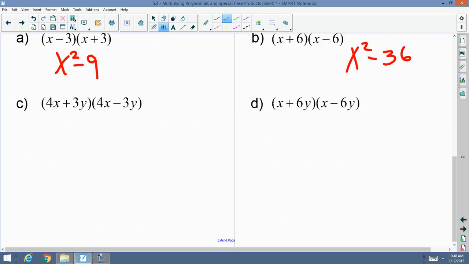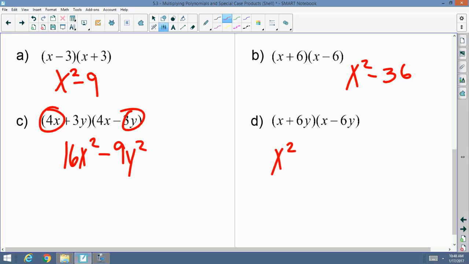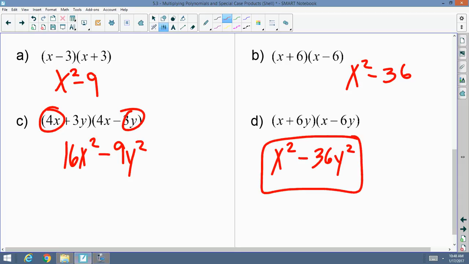How about C? 4x plus 3y times 4x minus 3y. 16x squared minus 9y squared. Take the first term squared minus the second term squared. Beautiful. And last but not least, I got x squared minus 36y squared. Bada bing, bada boom. We're done.